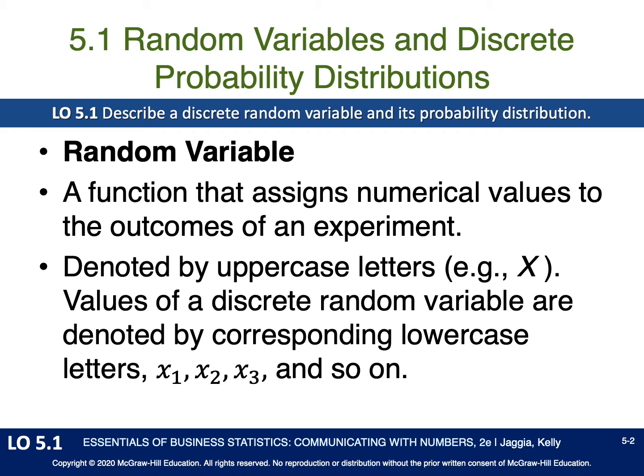So values of a discrete random variable would be the lowercase x. And so if we had three values, then we would have x1, x2, and x3. So we'll look at some examples of this here in a moment.